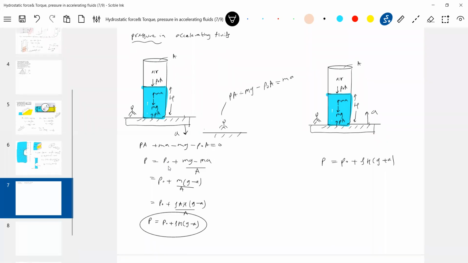If the platform accelerates down, what equation will you write? The equation will be P naught A minus P naught A plus mg minus PA. This will be the equation. Okay, fine. So if it accelerates down, this will be the equation. If it accelerates up, this should be the equation. Pseudo force, we have to show it.